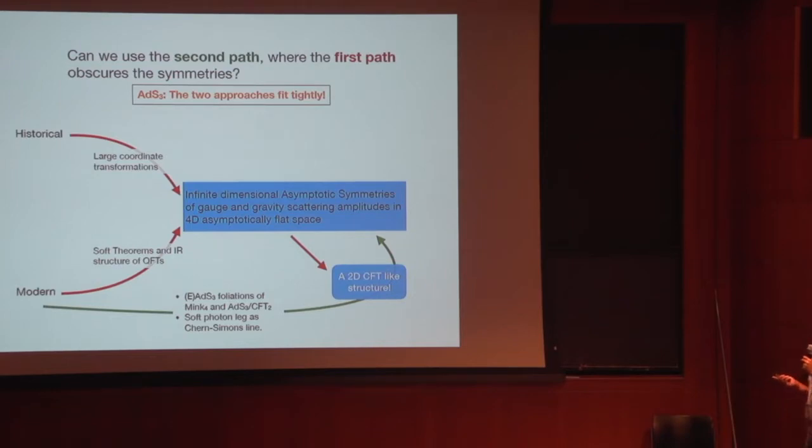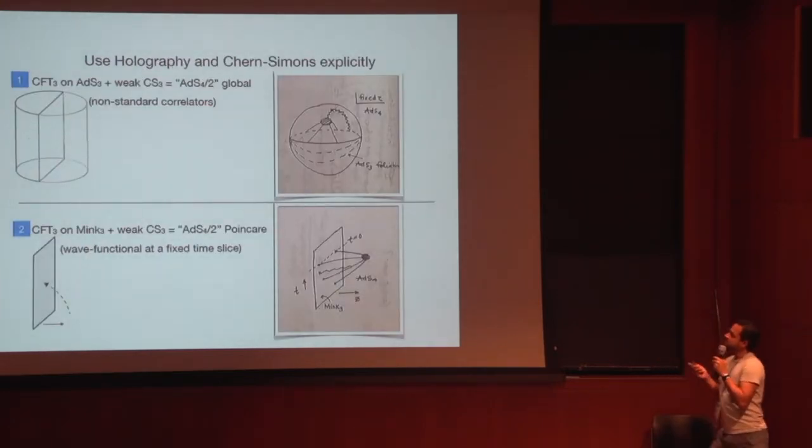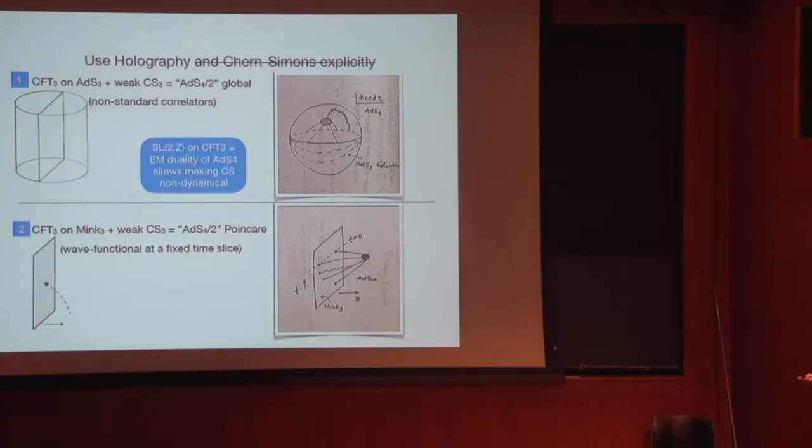And why would there even be a hope? It turns out that in the case of AdS3, these two approaches align very well. If you ask the same question of looking for coordinate transformations which keep the spacetime asymptotically AdS3, you get the whole Virasoro charges with the right central charge and so on. So, to flash quickly and not give you too many details, we consider two examples where I want to keep the holography and the Chern-Simons part explicit.